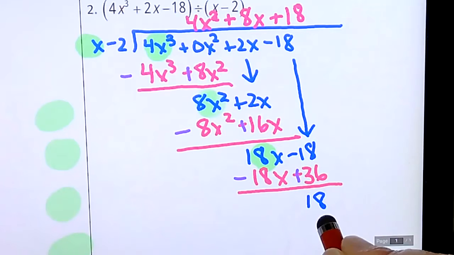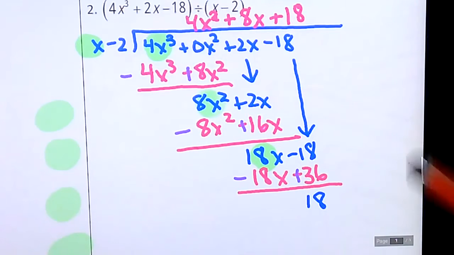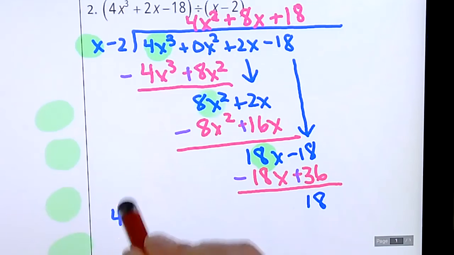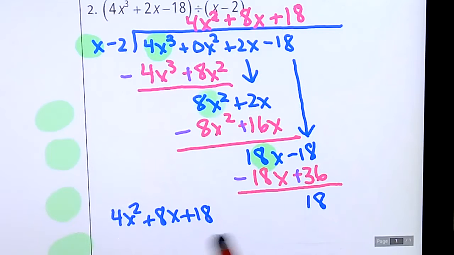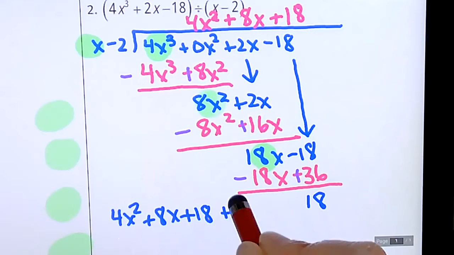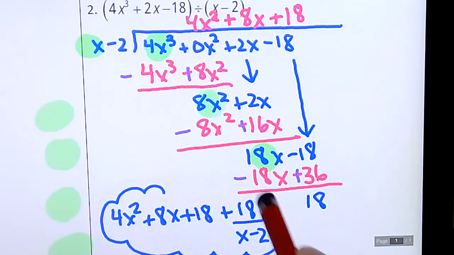So this is going to be my remainder. And again, this x minus 2 is not a factor of 4x cubed plus 2x minus 18 because we did not get a remainder of 0. So my answer is going to be the 4x squared plus 8x plus 18, and then this remainder plus 18 over x minus 2. And that is our answer.